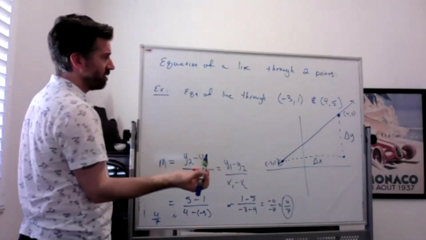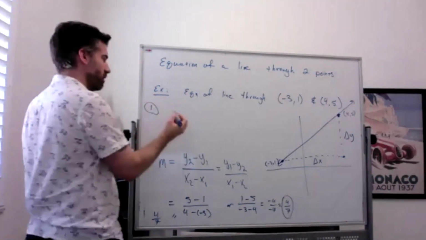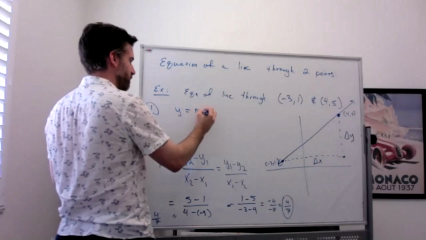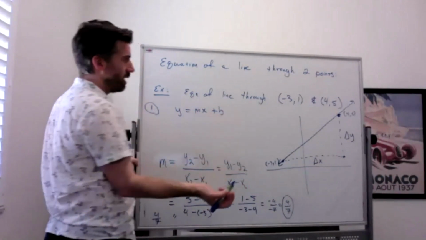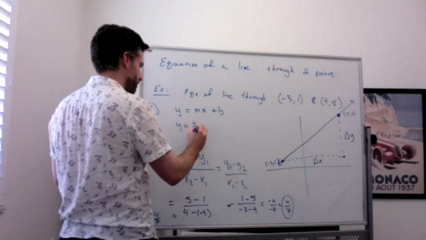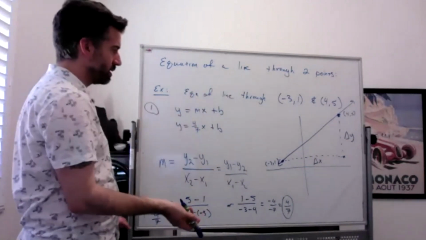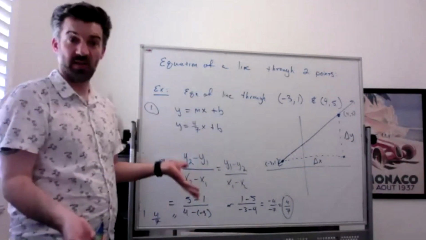So to find the equation of the line, there are actually 2 different ways you can do it. You can start with y equals mx plus b and say, okay, I know the slope is 4/7. And then you can pick either one of those points to plug in for x and y and then solve for b.